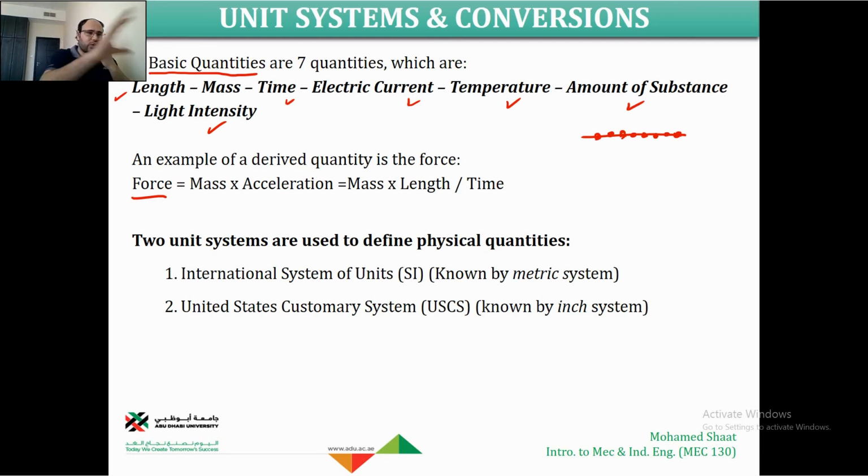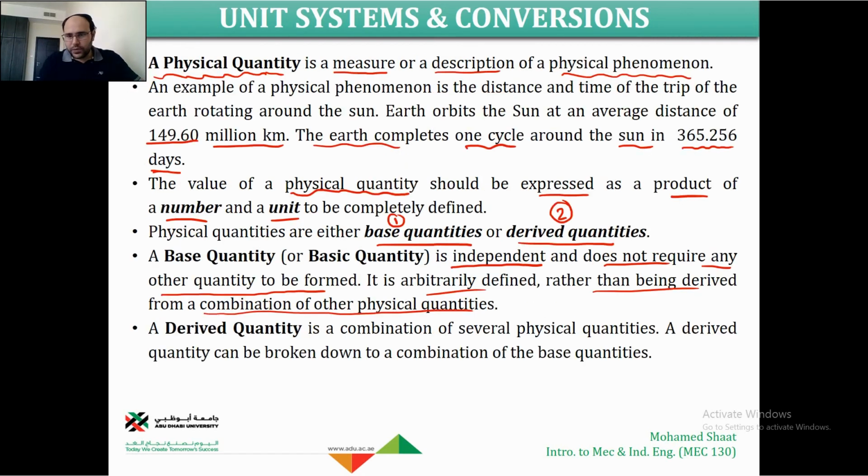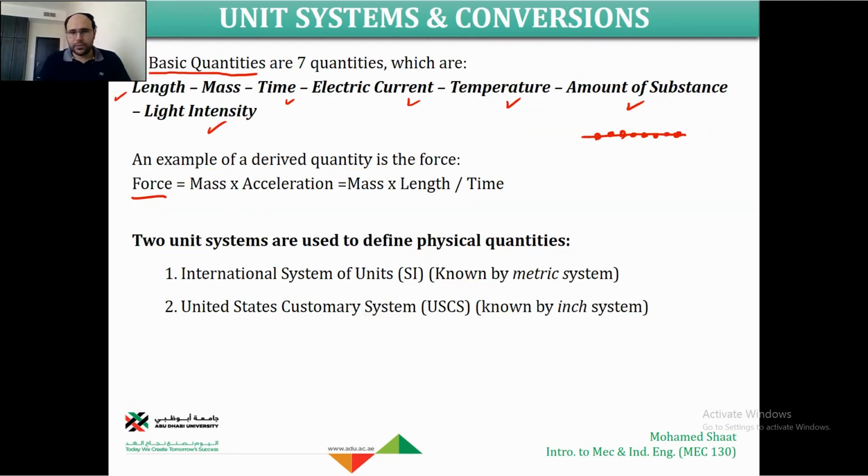So let us consider the force, for example. The force is a physical quantity, but the question is, is it derived or basic? Physical quantities have 2 categories, base quantity or derived quantity. The force is a derived quantity. Why? It can be broken down. We know from physics that force is the multiplication of mass times the acceleration. It means it can be split into other quantities.